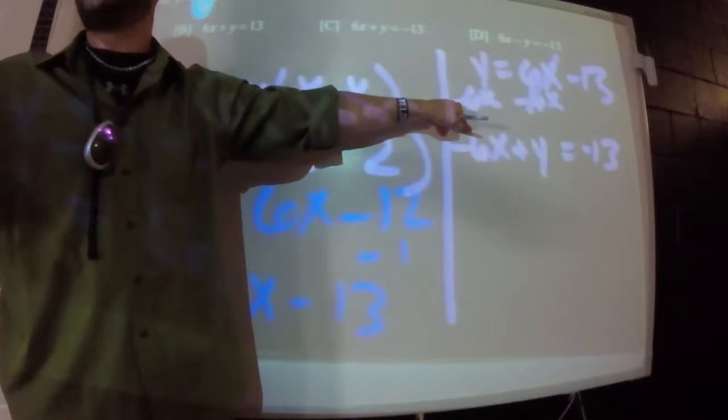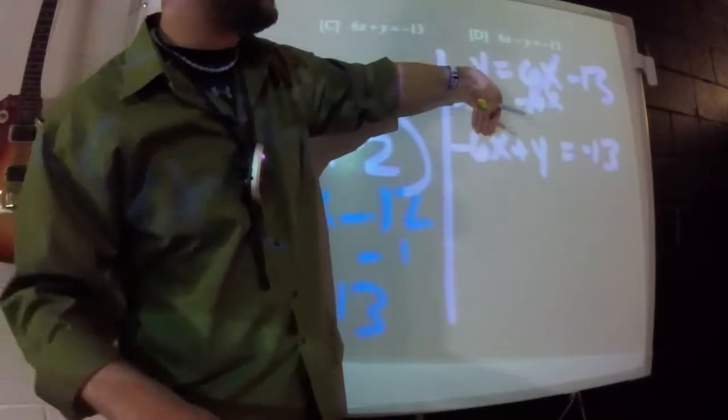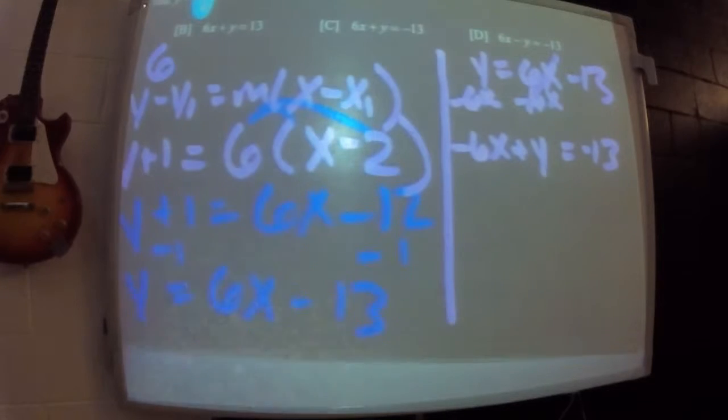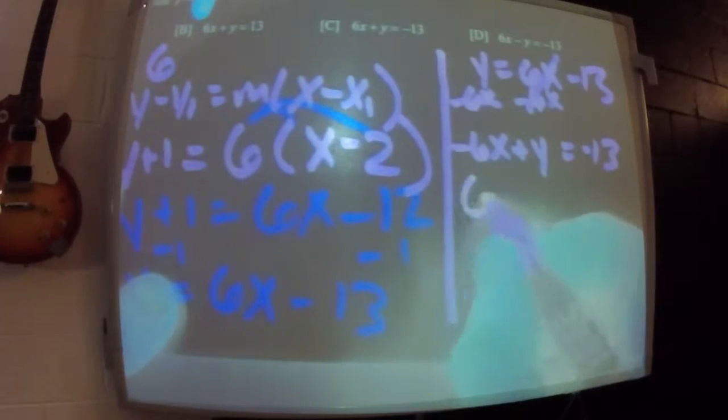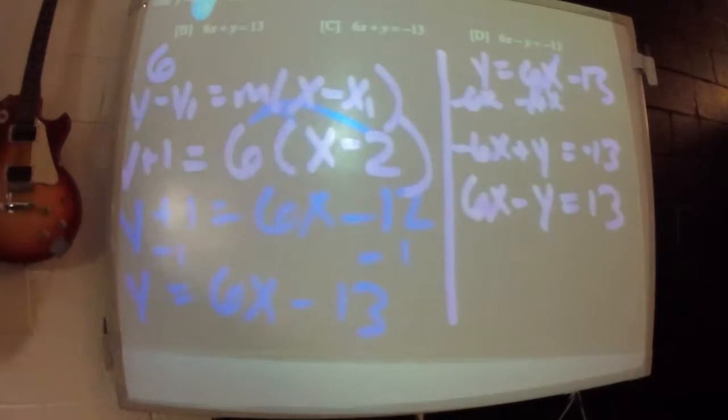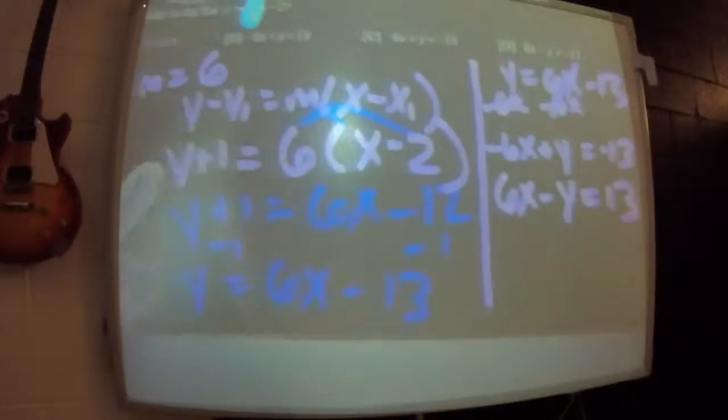Just switch the signs. So make that positive, negative, positive. So just switch all the signs. Basically, that's dividing everything by -1. So 6x minus y is 13. Do you see that as an answer choice? Yeah. 6x minus y equals 13.